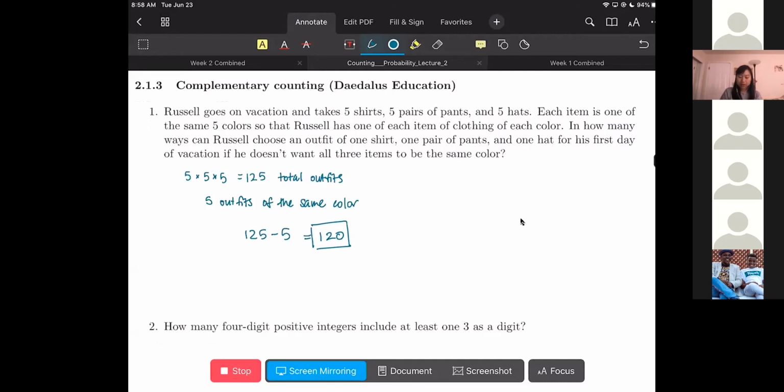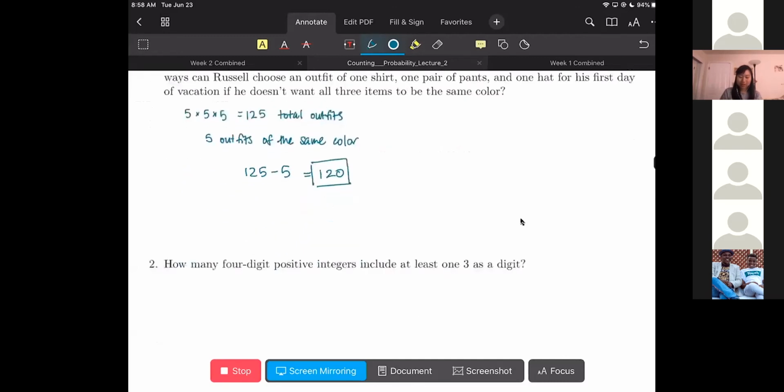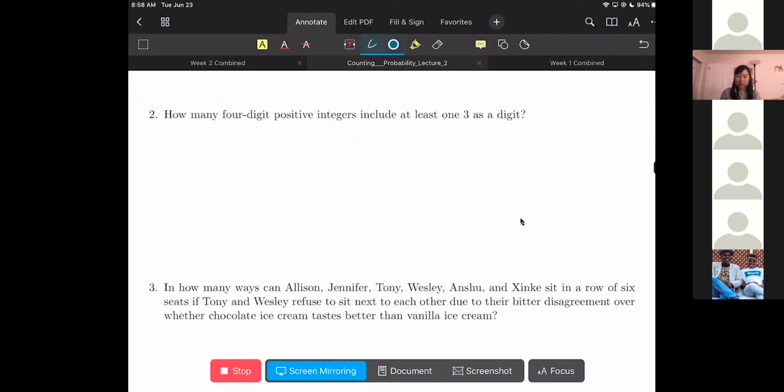Let's do another question. How many 4-digit positive integers include at least 1 3 as a digit? So any ideas from people on this one?